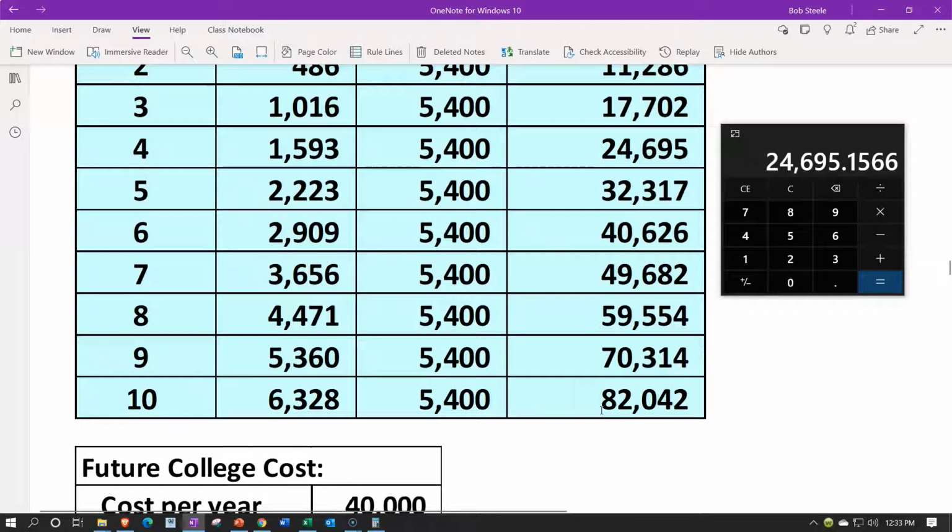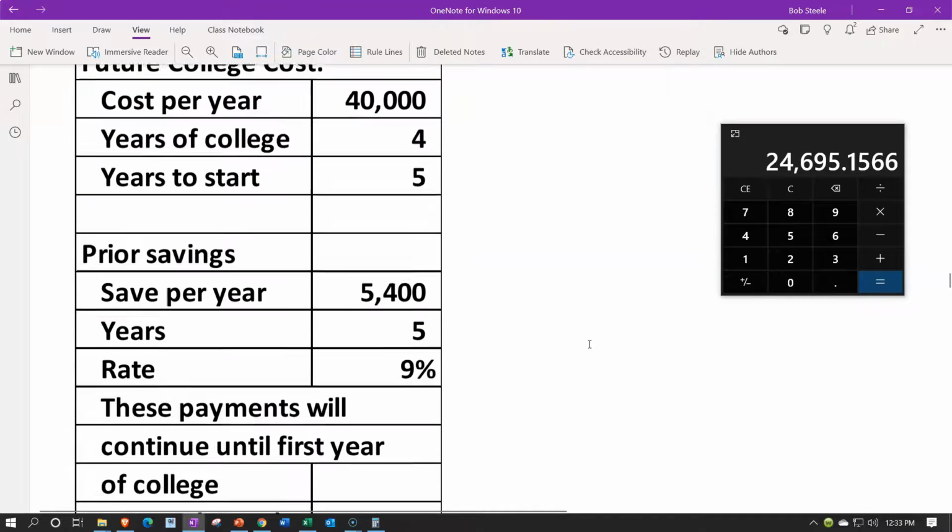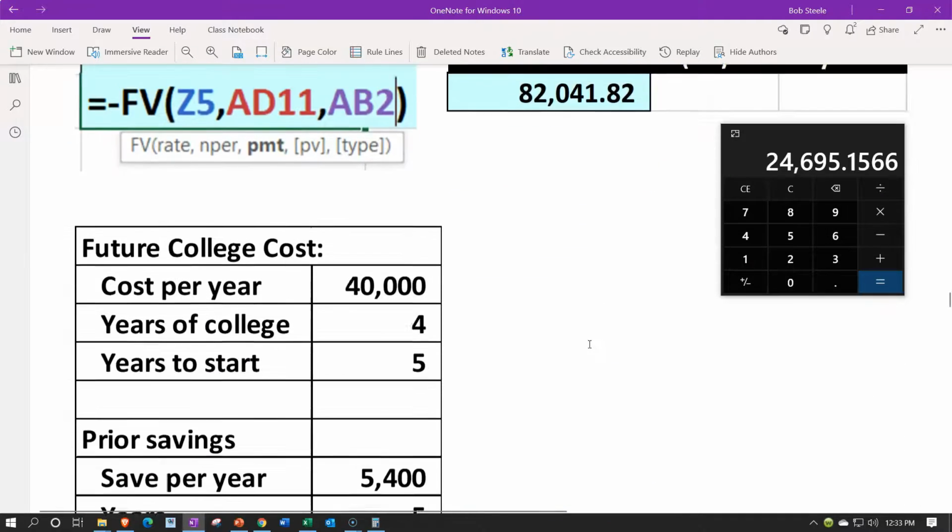Tedious to do with a calculator, easy to do in Excel, could give you a better idea of what is actually happening as we see the running balance and our money grow.